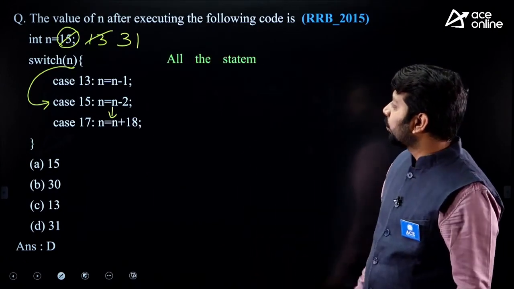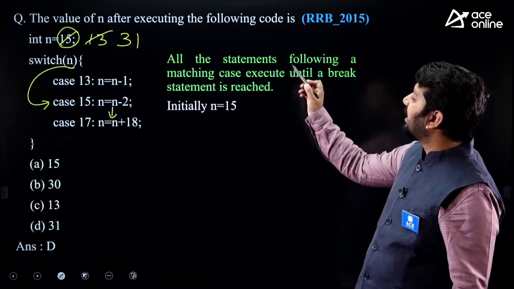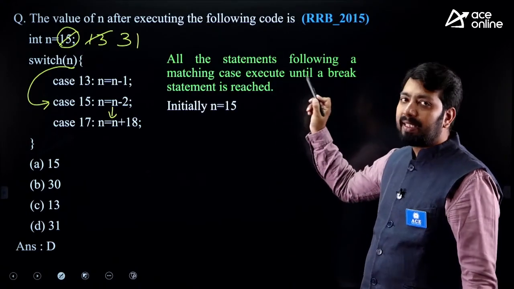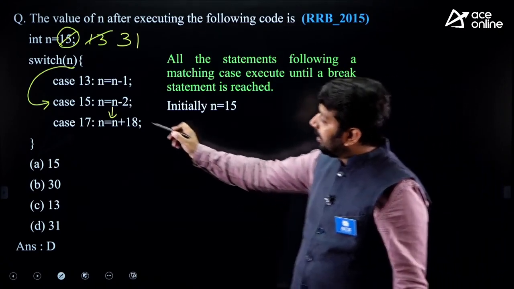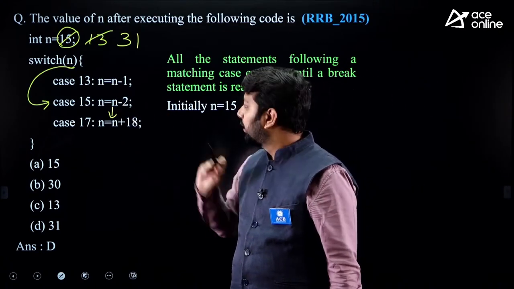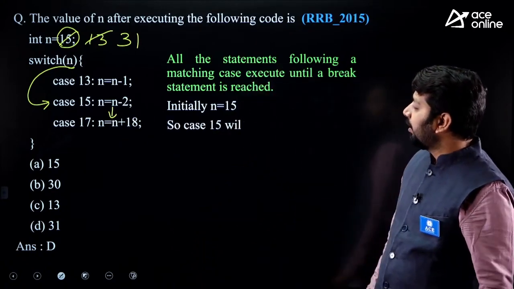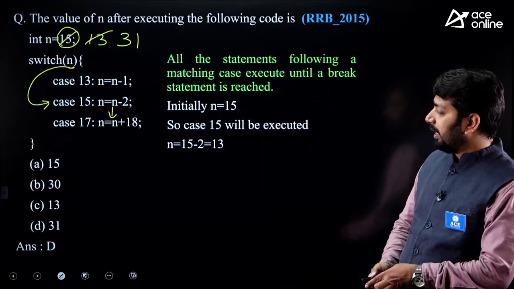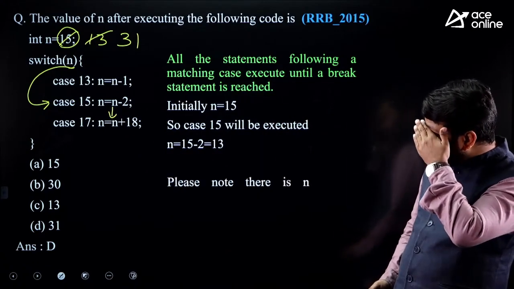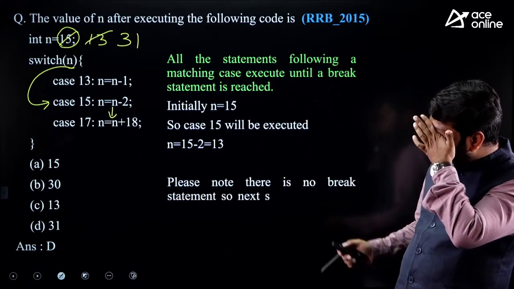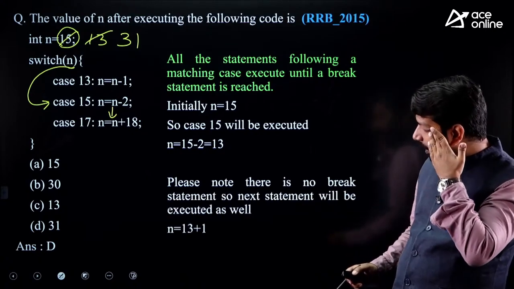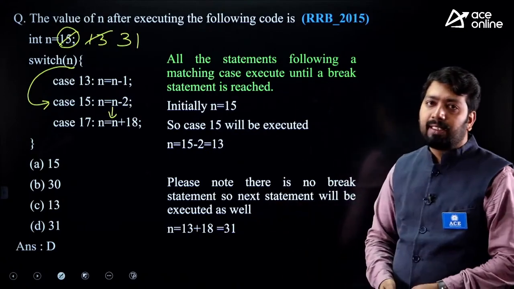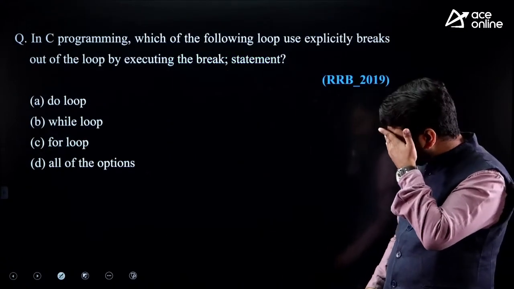So see, all the statements following a matching case execute until a break statement is reached. That's why we are going to execute both cases. Initially n is 15, so case 15 will be executed. That means n will become 13. And after that, please note there is no break statement. What will happen? The next case will also be executed. That means n equals n plus 18. So the answer is 31. I hope you got it.